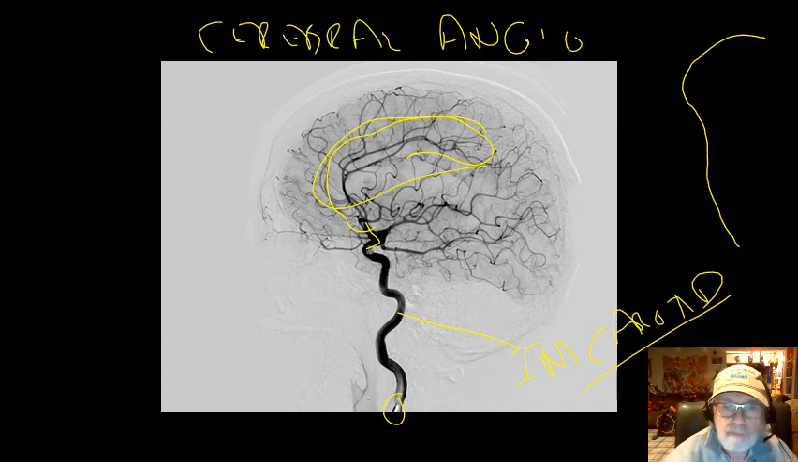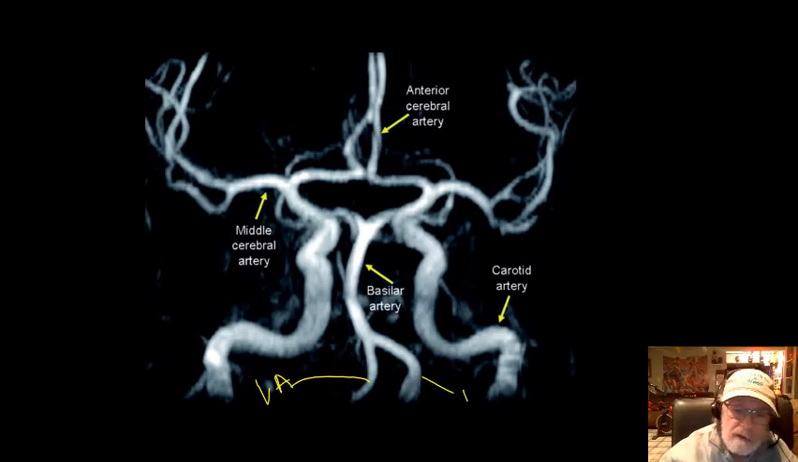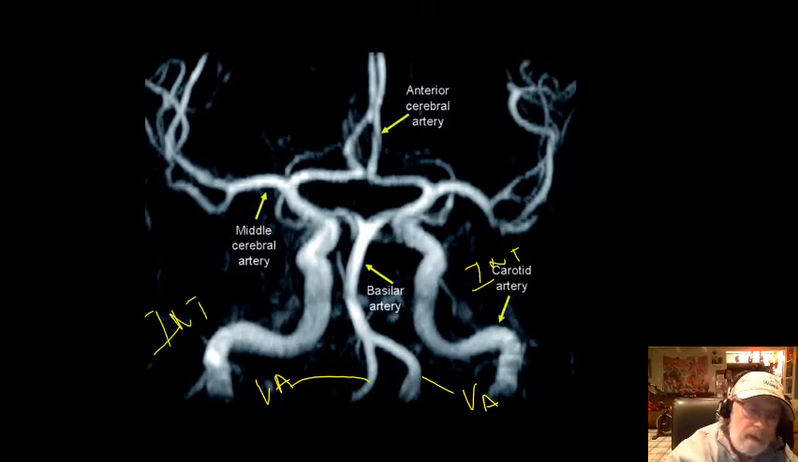Coming off of that, we'll show a little bit more about that. This is just a cerebral angiogram that shows that. Now, this is a nice MR angiogram, magnetic resonance imaging angiogram, that actually shows this pretty well. Here's a vertebral artery, a vertebral artery here, vertebral artery here. Here's the internal carotid. This would be the internal carotid here, right here.